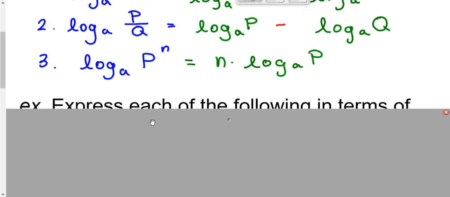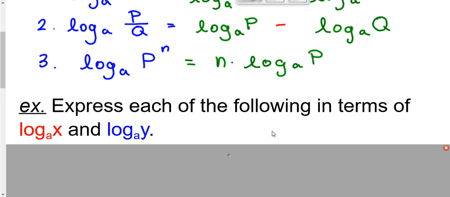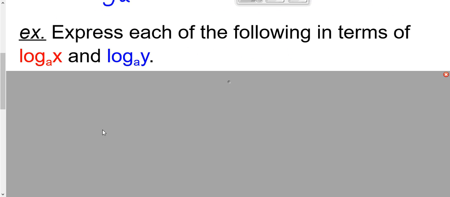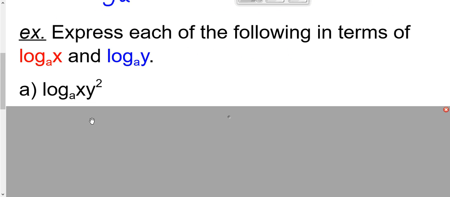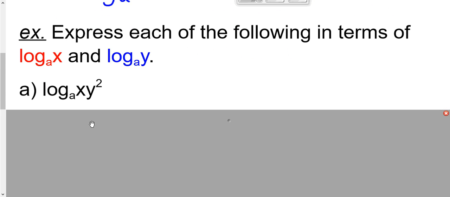So let's see. Express each of the following in terms of log base a of x and log base a of y. So what we're going to be doing is we just want a logarithm with x and a logarithm with y, and we're going to be starting with problems that have both in them. So we're using those 3 laws. Let's look at this first example. Log base a of x y squared.